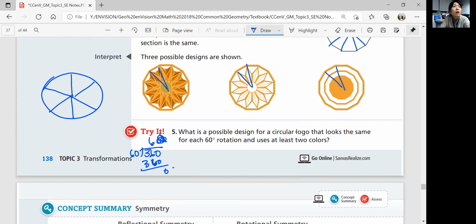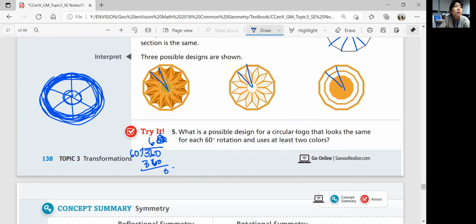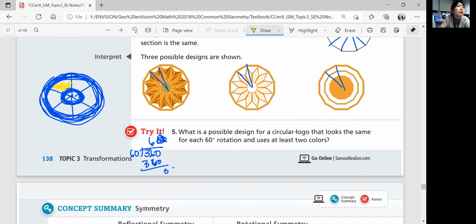I'm gonna say, oh, they're gonna have a blue, kind of an outside circle, a border outside, and then another blue. Okay, it says at least 2 colors, and I'm gonna color yellow for the other things. There we go.